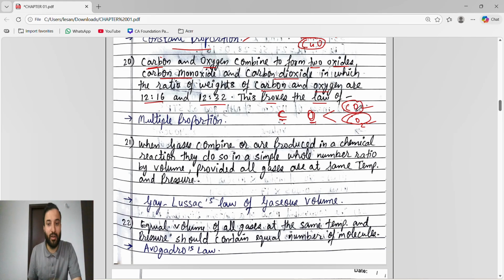Guys, we know two elements combine to form two or more compounds, where first of all, see this weight of carbon and oxygen are 12:16, 12:32, means the weight of one element is constant, and the other is in a simplest ratio. Okay, CO and CO2 both are in the simplest ratio, it's not non-stoichiometric. So this is multiple proportion.